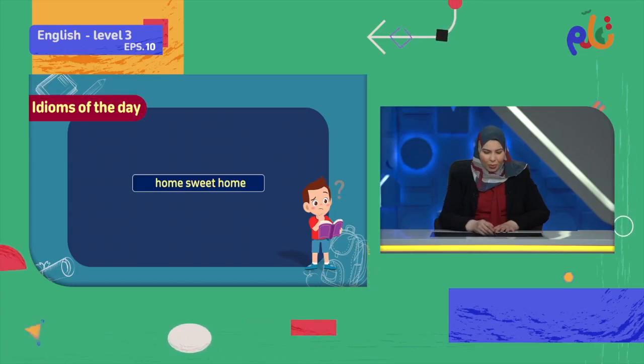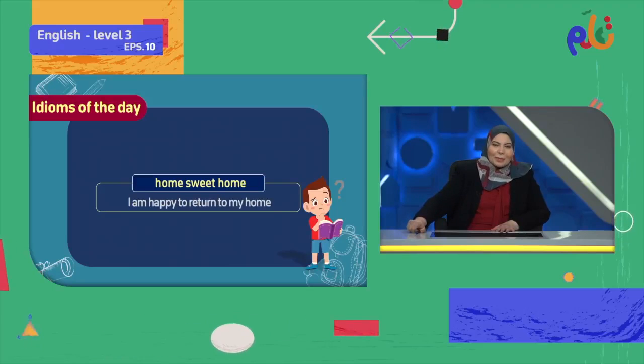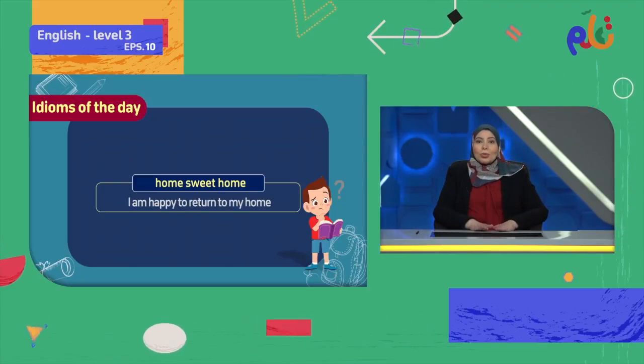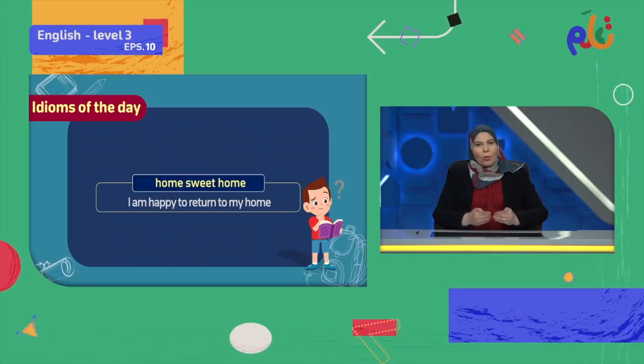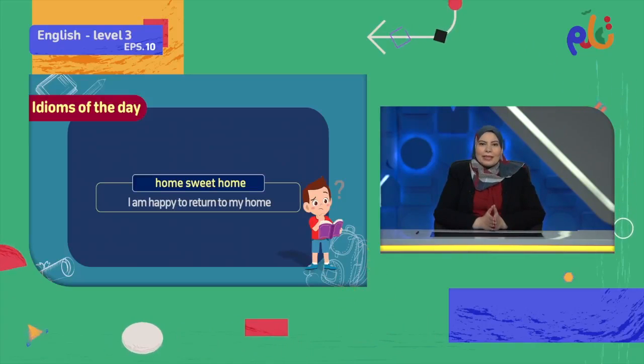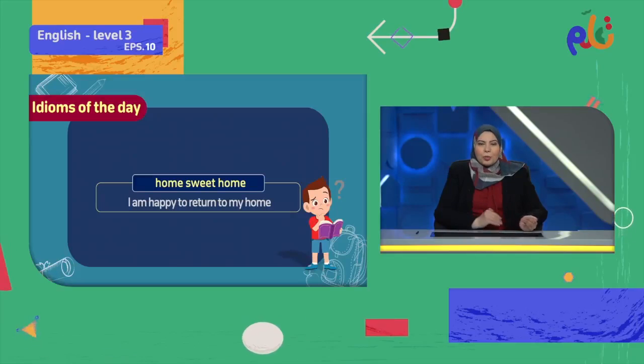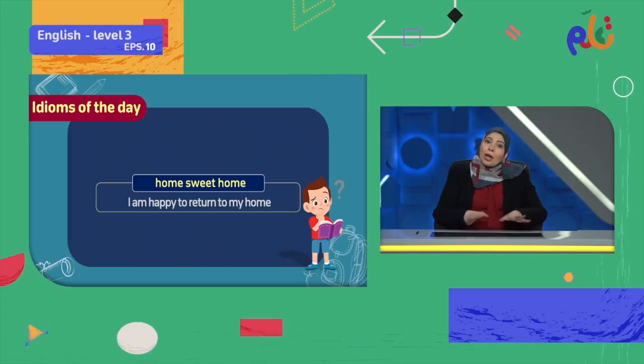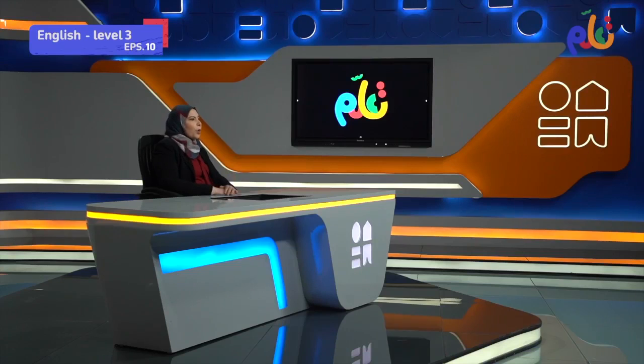And the fourth idiom that we have for today is home sweet home. Home sweet home is the expression that we usually use once we go back home, or when we want to go back home. So home sweet home means I am happy to return to my home. So for example, if you have a long day outside, once you arrive and once you get inside your home, you feel relaxed and happy. So in this case, once you arrive home, you say, oh, home sweet home, which means I'm happy to go back home.